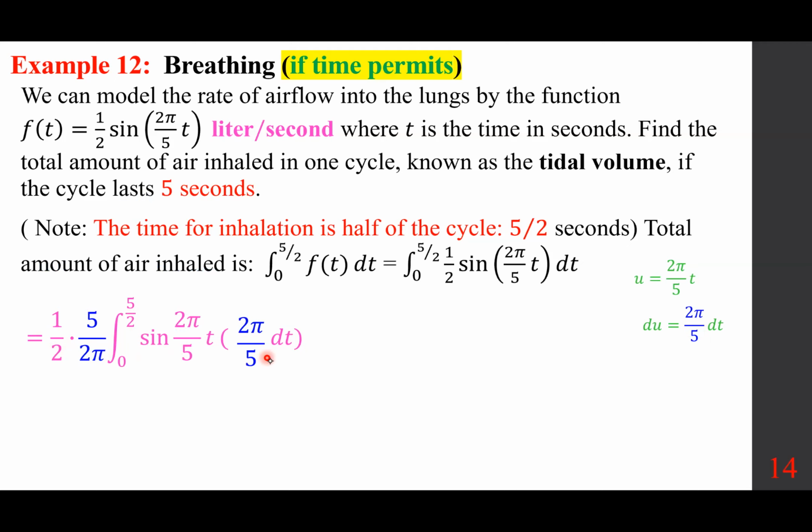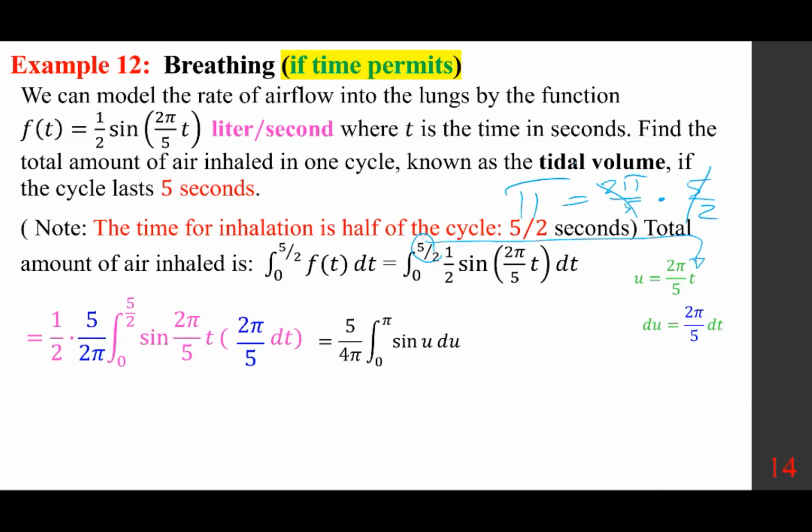Now, what about the new limits? Plug in 0 in here, everybody. When I replace the t with 0, u becomes 0. So the lower limit 0 results in 0. Let's plug in 5/2 instead of t. If I put 5/2 instead of t, I get 2 pi over 5 times 5 halves. I hope you realize these two cancel each other and we get pi. And those are the new limits.